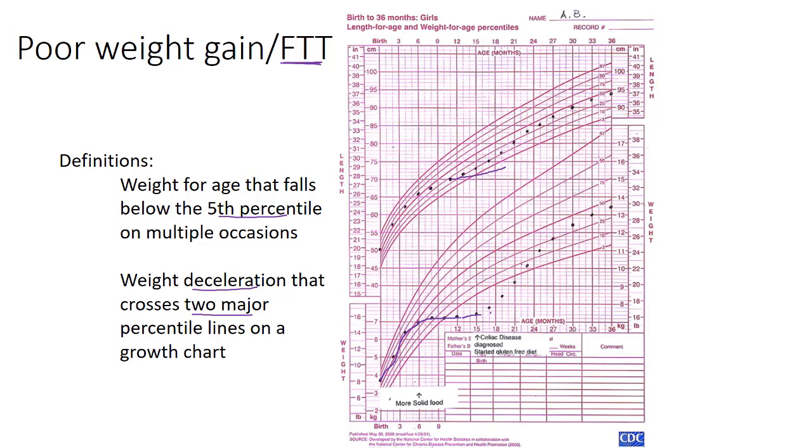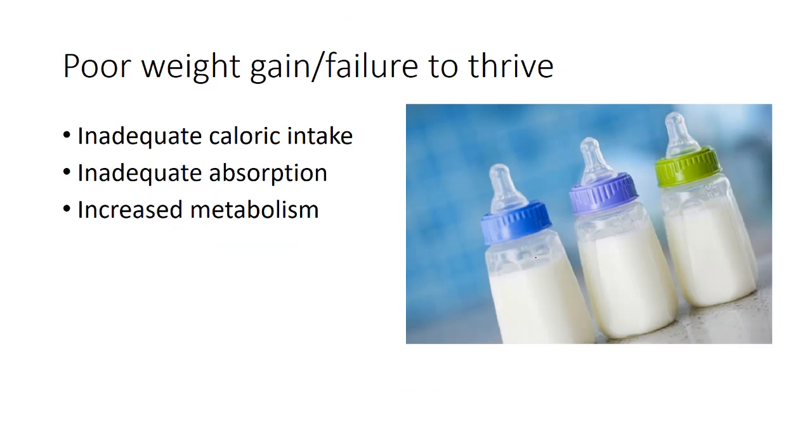And then again, you change the diet. This is again a patient with celiac disease, change the diet. The weight comes up very nicely here. So when we talk about poor weight gain or failure to thrive, the first thing we always do is talk about caloric intake.